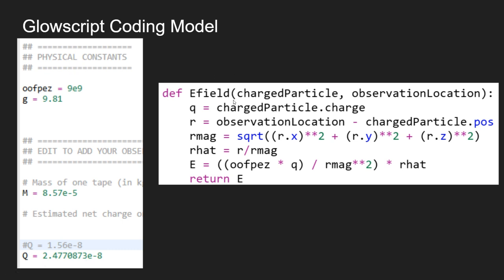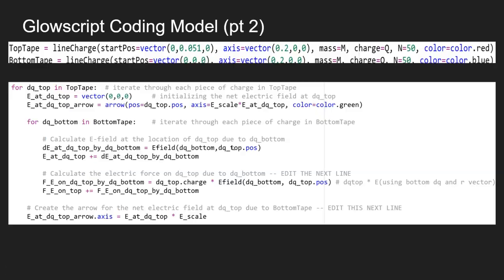Then this is my E field function, which just takes into account the constant 1 over 4 pi epsilon 0. And then we have R, so we split it into magnitude and R hat, and this just returns the equation we had in the introduction slide.